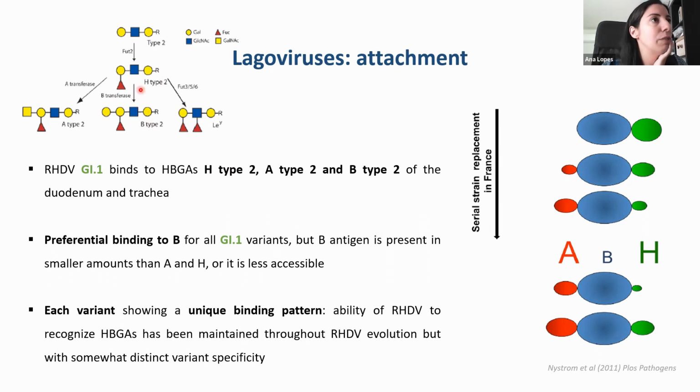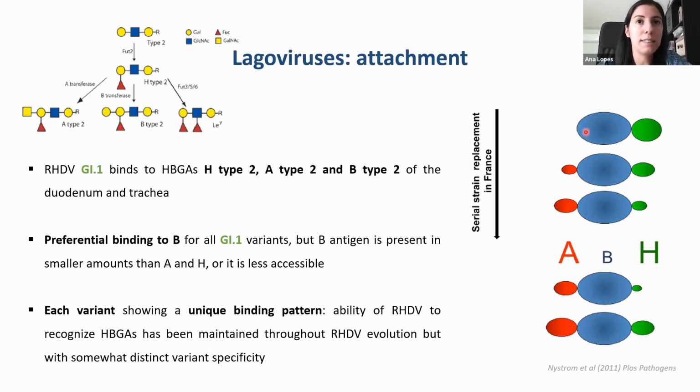These sugars are formed by stepwise addition of monosaccharides. So here you see that a fucose residue is added to the precursor of H-type 2, and then H-type 2 itself serves as a precursor of A-type 2 and B-type 2 by the addition of an N-acetylgalactosamine or a galactose, respectively.